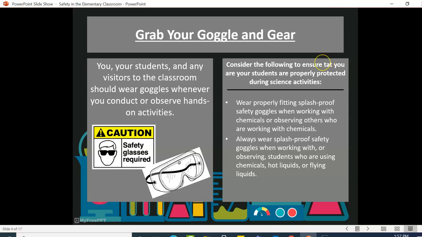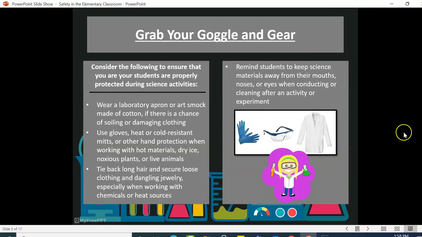Wear properly fitting splash-proof safety goggles when working with chemicals or observing others who are working with chemicals. Always wear splash-proof safety goggles when working with or observing students who are using chemicals, hot liquids, or flying liquids. Wear a laboratory apron or art smock made of cotton if there's a chance of soiling or damaging clothing.